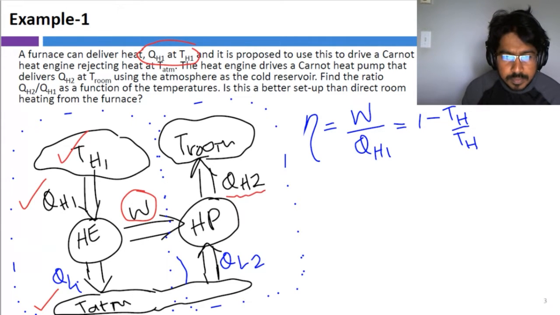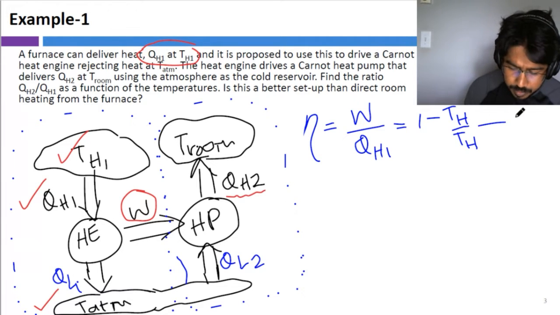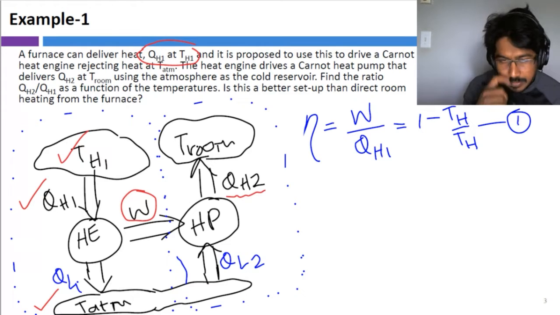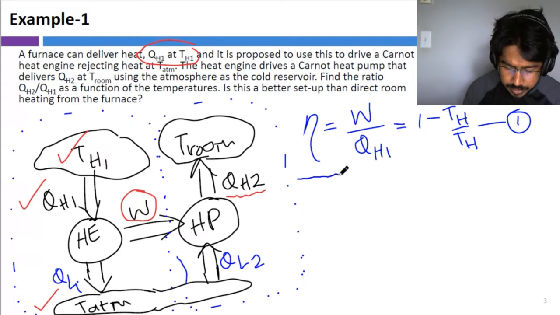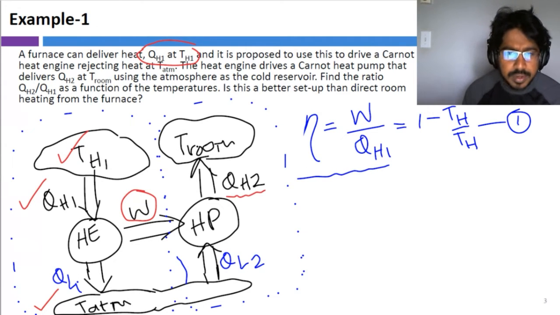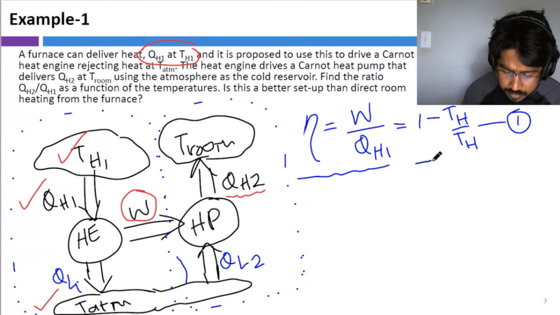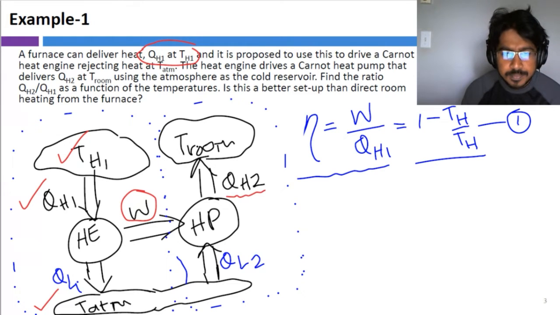Okay. Are we clear up to this point? Anybody having trouble understanding equation 1? We defined the heat engine efficiency for a general heat engine, but in the question it says it's a Carnot heat engine, therefore we know that it satisfies this relationship as well. Okay.